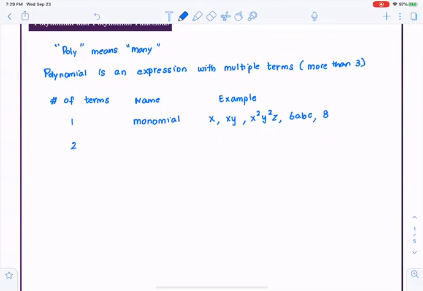If we have 2 terms, we call the expression a binomial. For example, x plus 2, xy minus 4, x plus x squared, a squared plus b squared. All of those expressions have 2 terms in them, so we call them binomials.